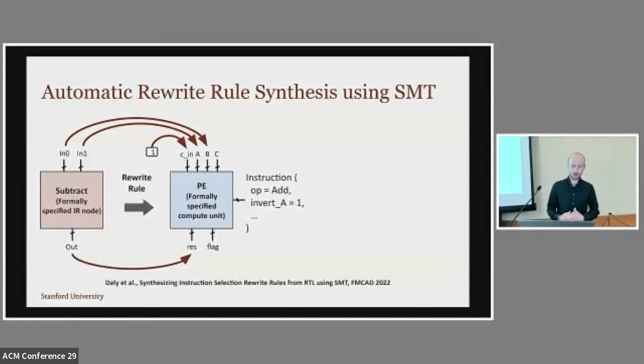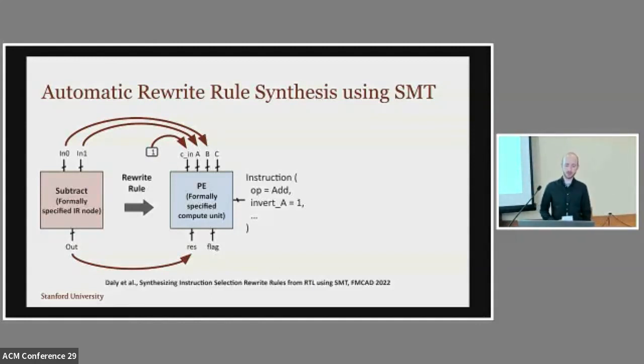In the red on the left is a subtract, it's a formally specified IR node, and on the right is a PE, which is also formally specified. A rewrite rule describes how to implement the subtract on this PE. So that includes things like how do you map the inputs of the subtract, the inputs of the PE, as well as what the configuration of the PE is. So here, we want the instruction of the PE to be an add. We want to invert A and send in a carry bit. And this rewrite rule describes how to do the subtract on this PE. Now, if we have automatically generated CGRAs, PEs, we want to do this in an automated way.